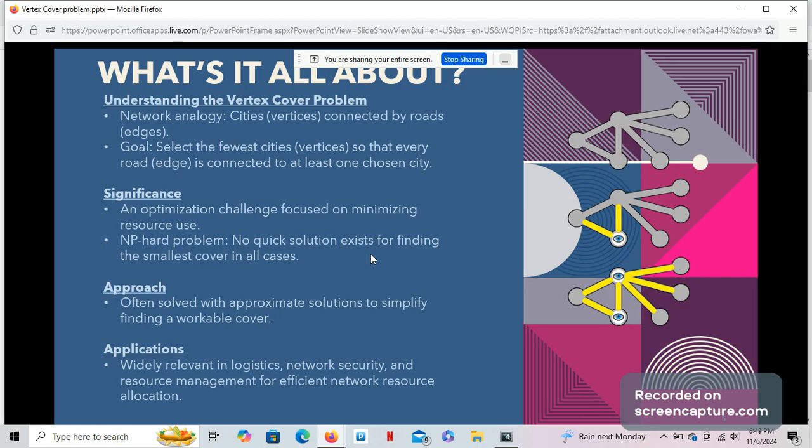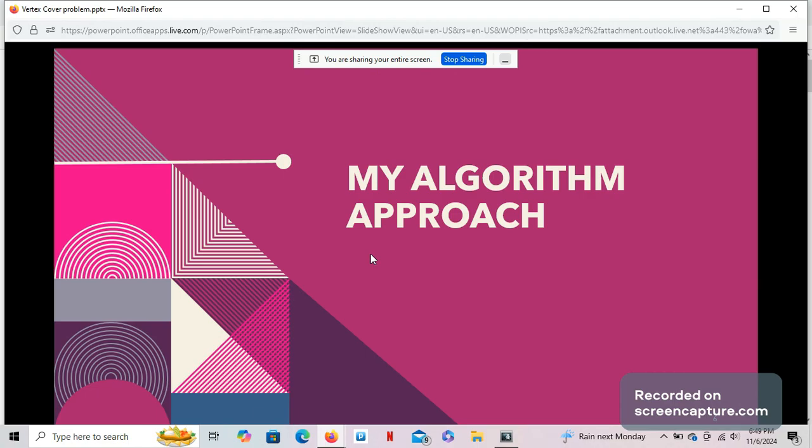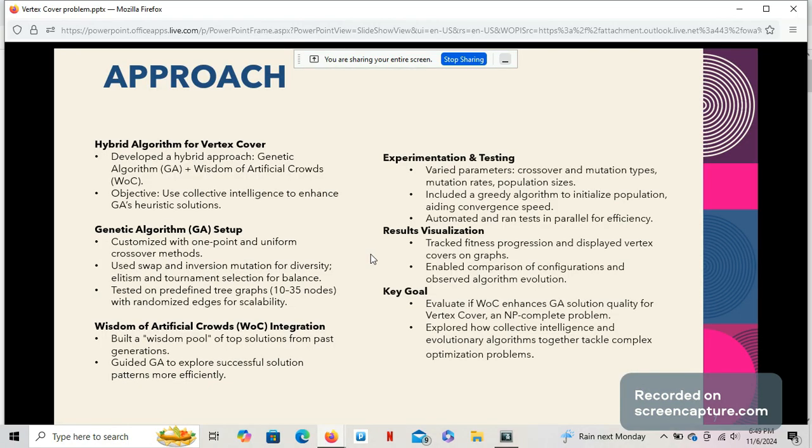So for my approach to the algorithm, to take on this problem, I developed a hybrid algorithm that combines a genetic algorithm with the wisdom of crowds approach. My main aim was to see if incorporating collective intelligence into the evolutionary algorithm could help improve heuristic solutions for this complex problem. So let's start with the genetic algorithm.